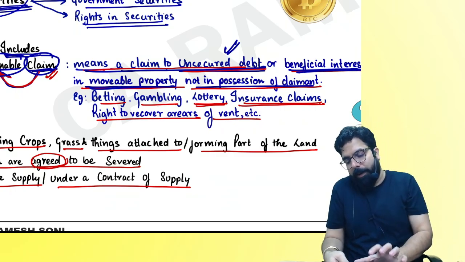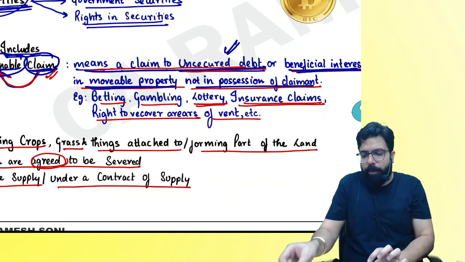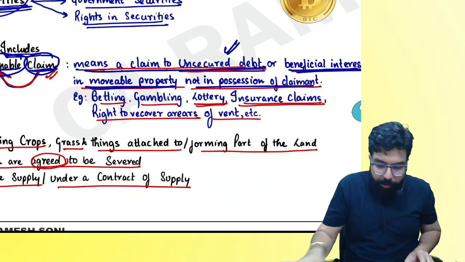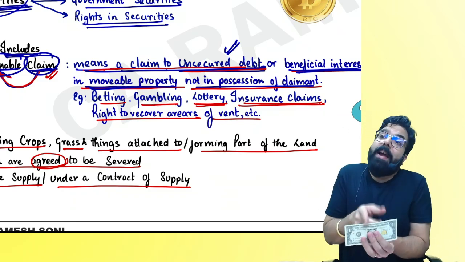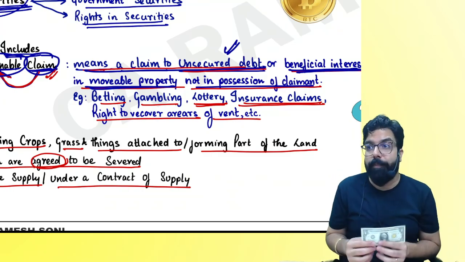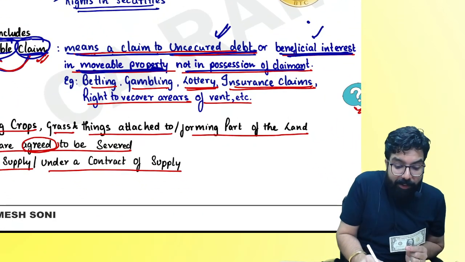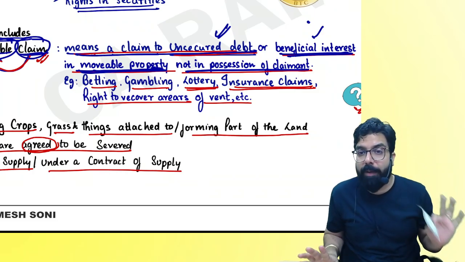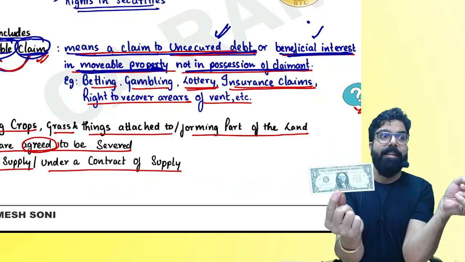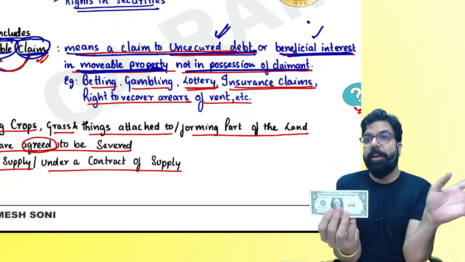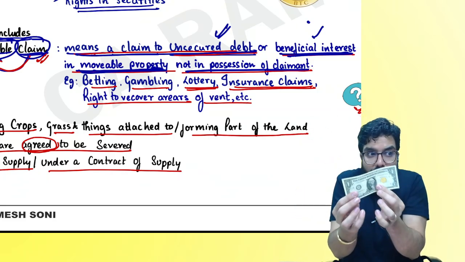I'll go ahead and give you an example. As of now, you think that this is a lottery. There's a dollar note, but we'll think that this is a lottery. If I win the lottery, I will get a car. It means you have a beneficial interest in a movable property, a car, which is not in your possession. Are we clear, everyone? Tell me one thing. If I win the lottery, will I get the car? Although it is contingent. But if I win, do I get it? Yes, everyone. So lottery is always what, everyone?